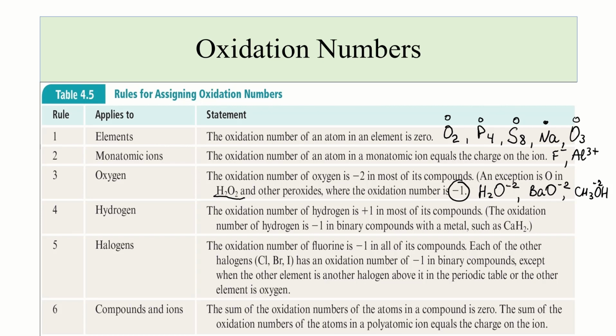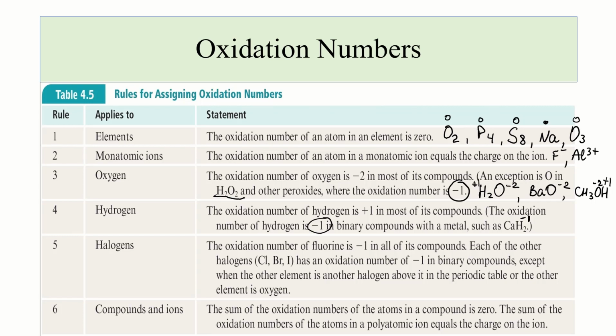Rule number 4. The oxidation number of hydrogen is usually +1 in most of its compounds. The only exception for hydrogen is when it is in the binary compounds with a metal, forming metal hydrides, like calcium hydride. In hydrides, in combination with metals, the oxidation state of hydrogen is -1. In all other compounds, like water, methanol, the oxidation state of hydrogen is +1.